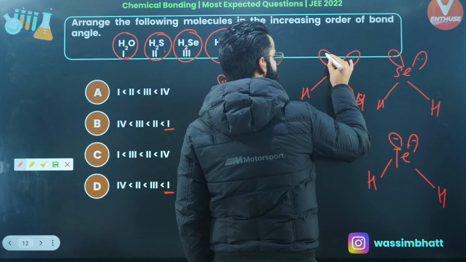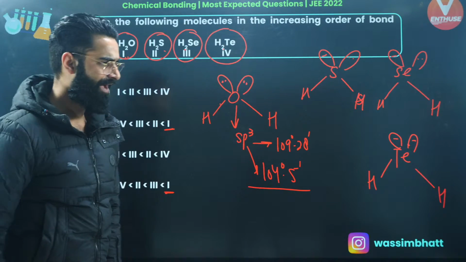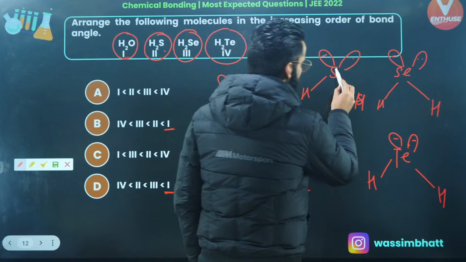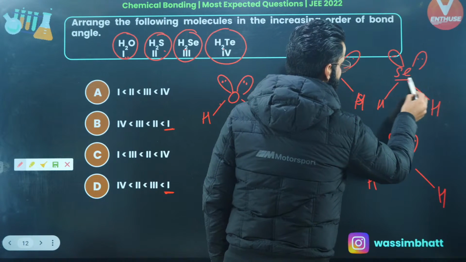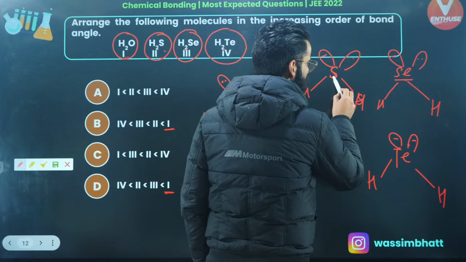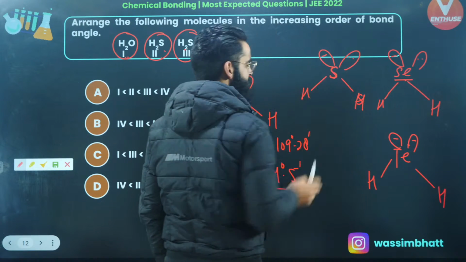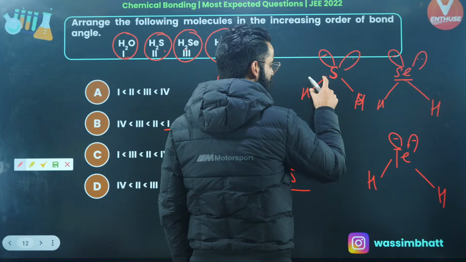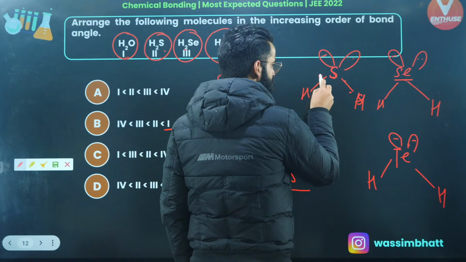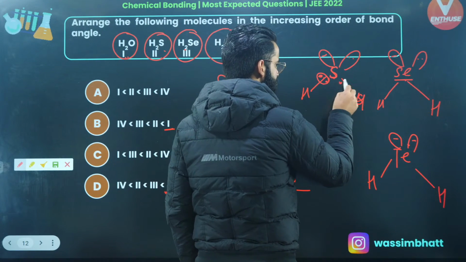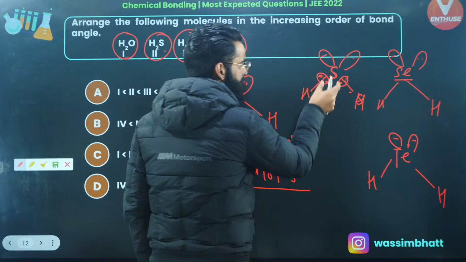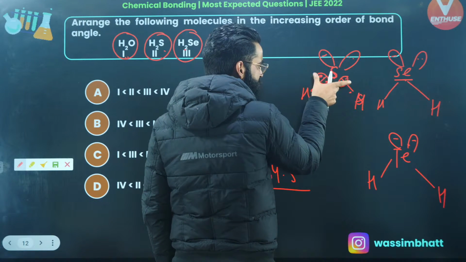There are again 2 lone pairs, right? Now people, have a look. If I compare the electronegativity of this sulfur and this Se, sulfur is more electronegative than Se. If sulfur is more electronegative than Se, this bond pair and this bond pair will be closer towards sulfur, right? If the bond pairs are closer, I'll say repulsions over here will be more.